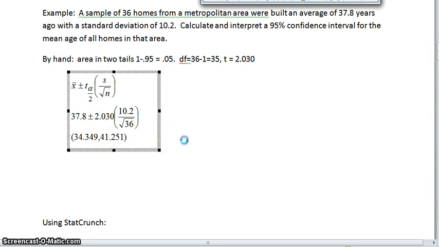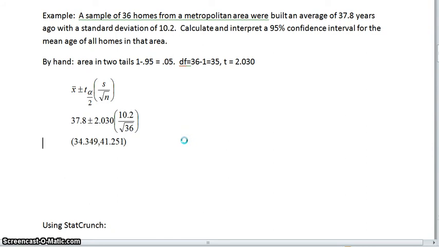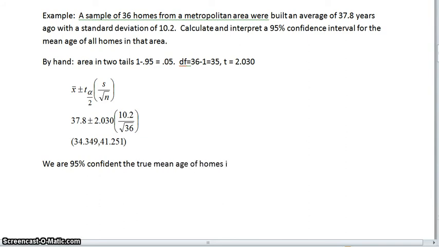All right, and then our interpretation is, of course, we are 95% confident the true mean age of homes in this area is between 34.349 years and 41.251 years. All right, so that's doing it by hand.